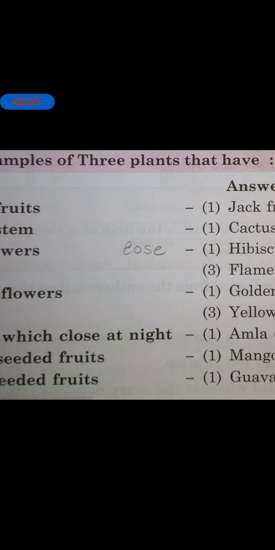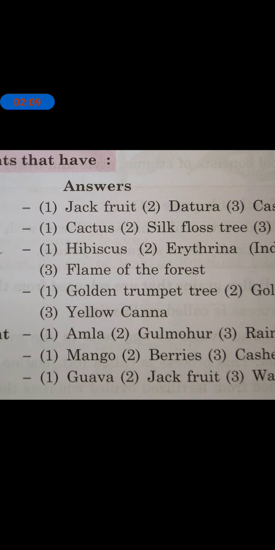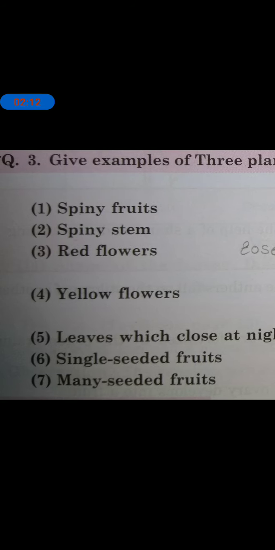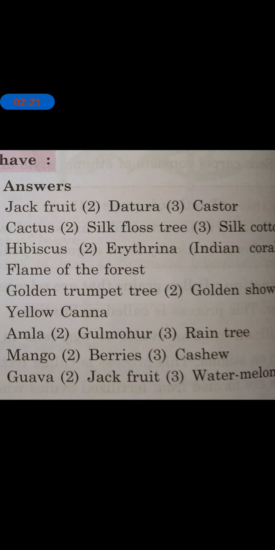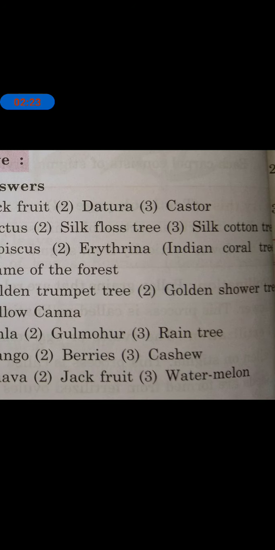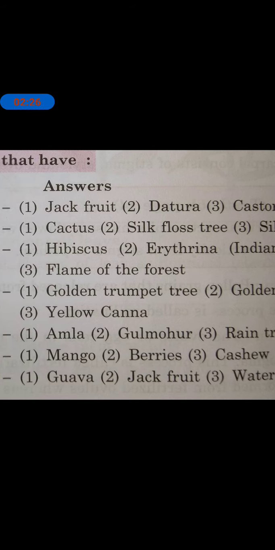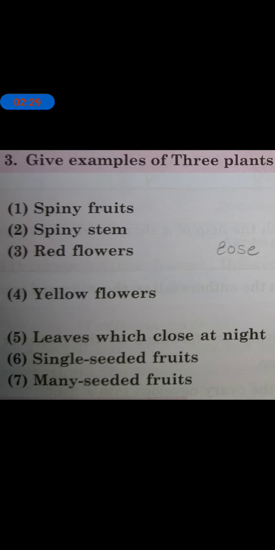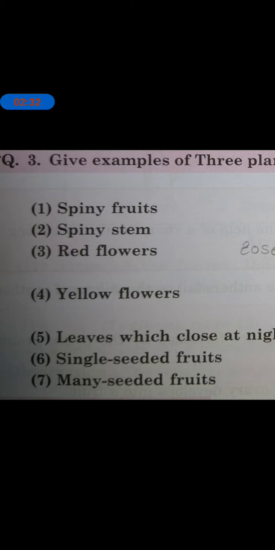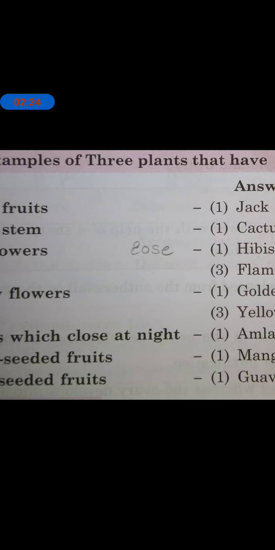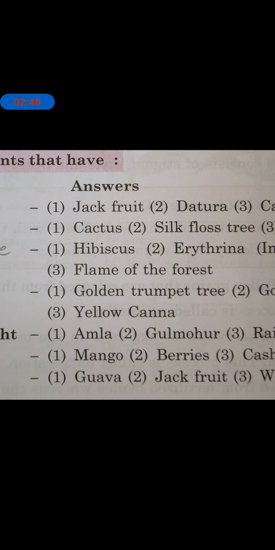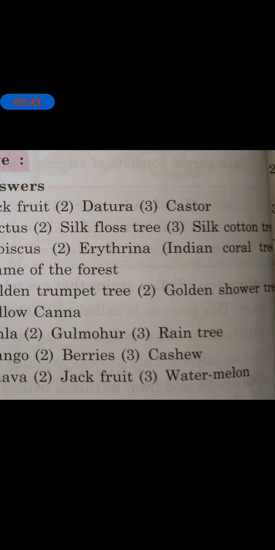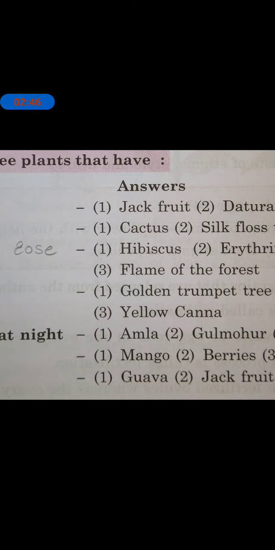Okay, here we are. Spiny fruit examples are jackfruit, dhatura, castor. Next we have a spiny stem, a spine on the stem: Cuscuta, silk floss tree, silk cotton tree. Red flower: any flower whose flowers are red, you can write. Rose I have written in brackets here. Hibiscus and erythrina. Erythrina is the Indian coral tree.